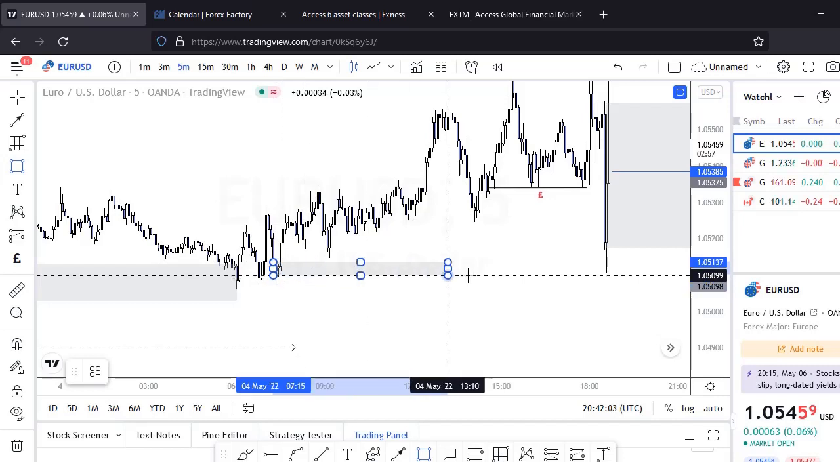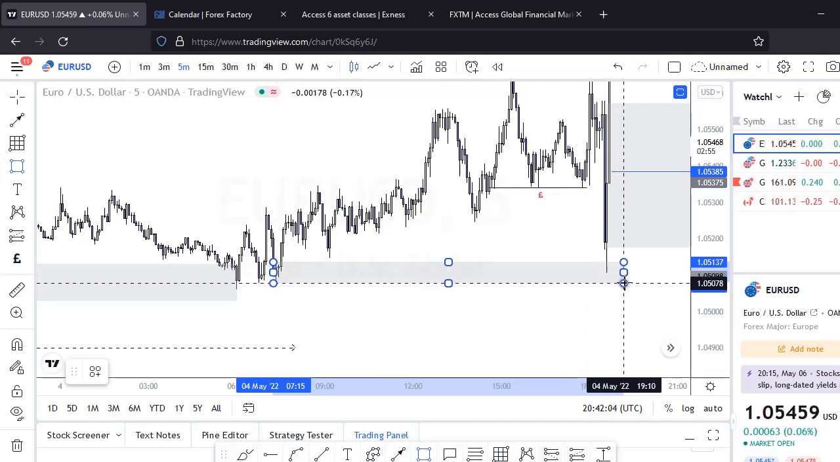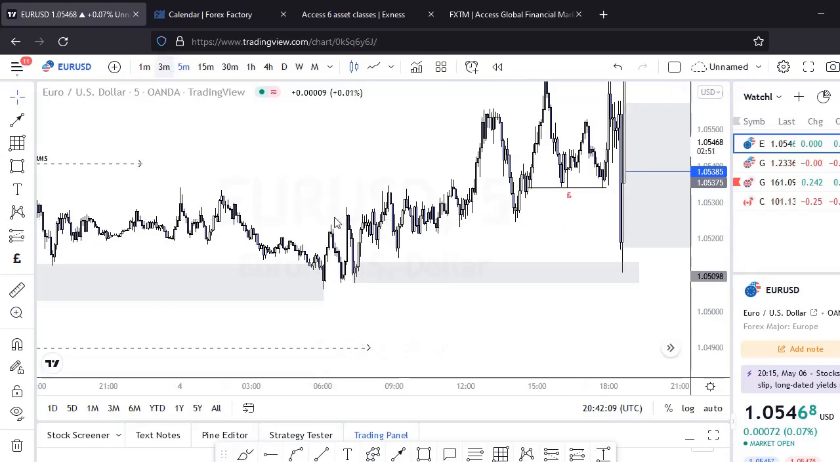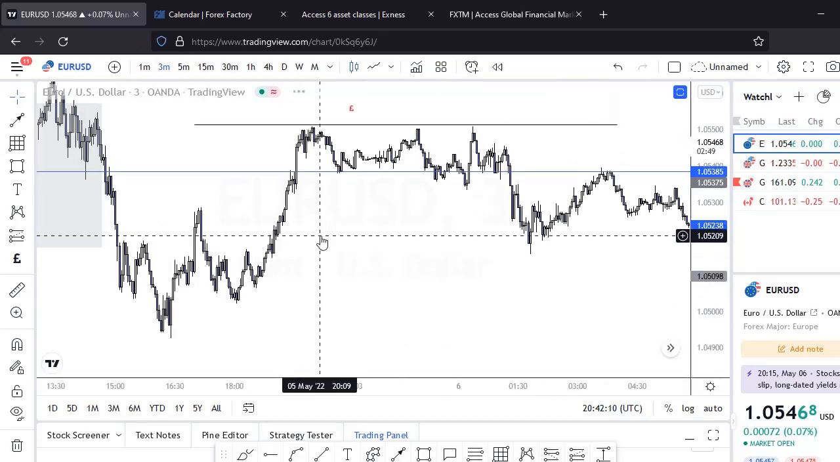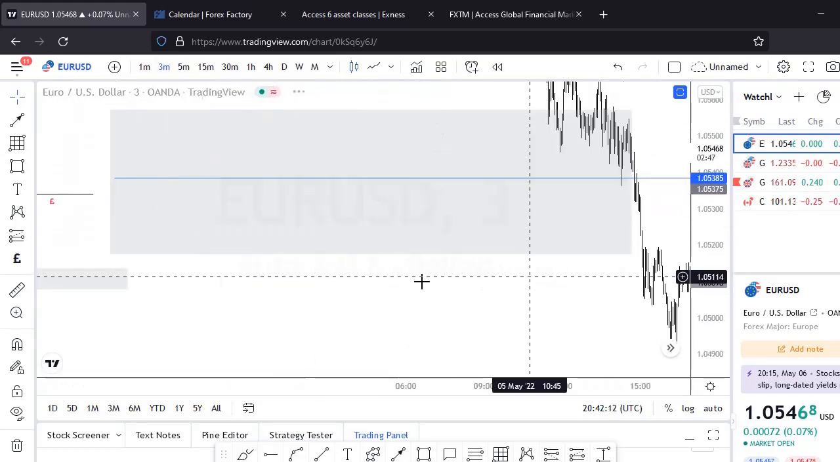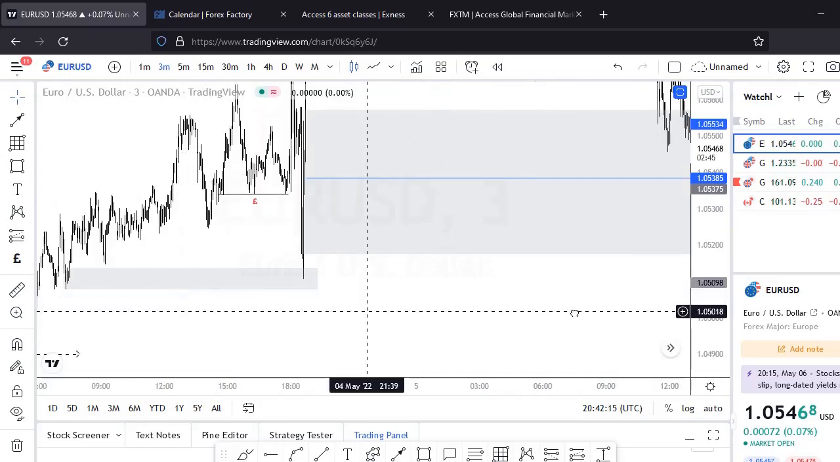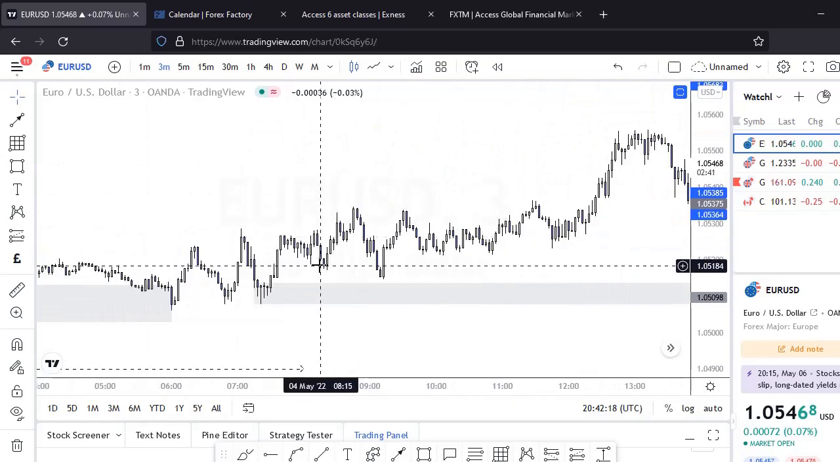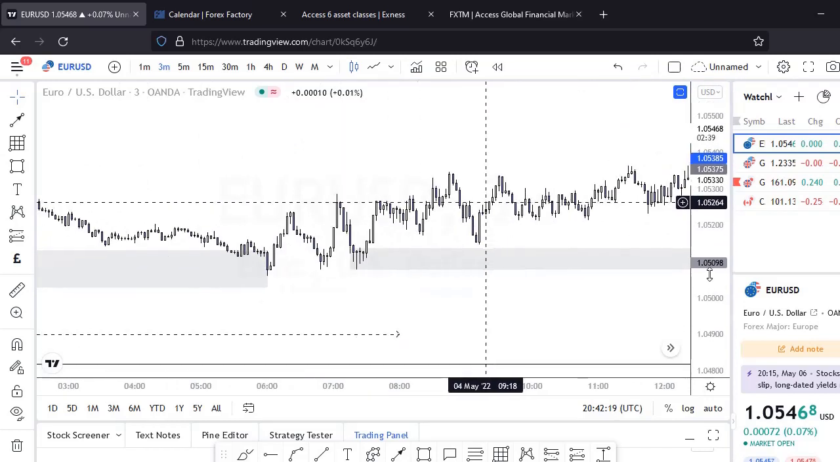You can see that area does not really look clear for targeting from this time frame. But if we move down to a smaller time frame, such as the 3 minutes time frame, you'll be able to spot a very clear POI that you can take advantage of. So let me show you, guys. We do refine our order block on the smaller time frame.